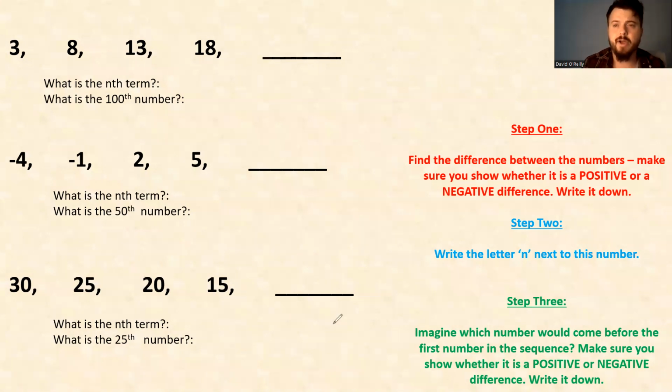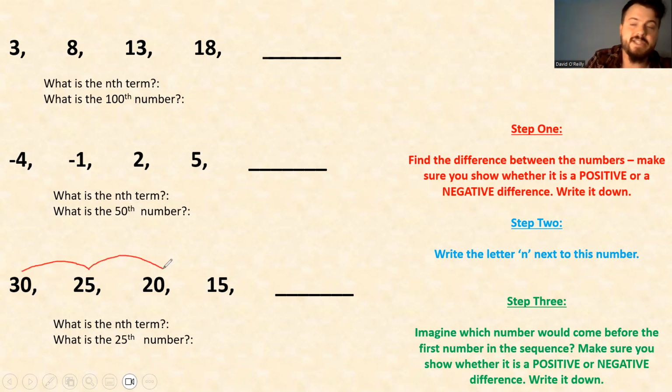Okay, so I'm going to go through the answer to this question. Step 1 is to find the difference. Make sure you show whether it's positive or negative. So the difference between these, well, from 30 to 25, we're going down 5. We're decreasing by 5. 25 to 20, decreasing by 5. 20 to 15, it's going down by 5. Now the difference is minus 5. It's going down 5. It's decreasing by 5.